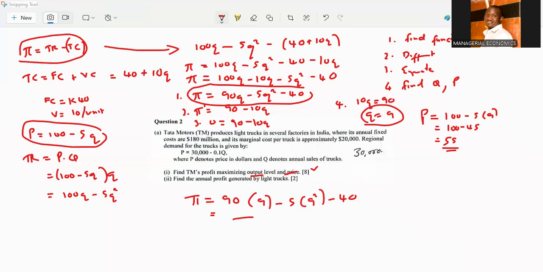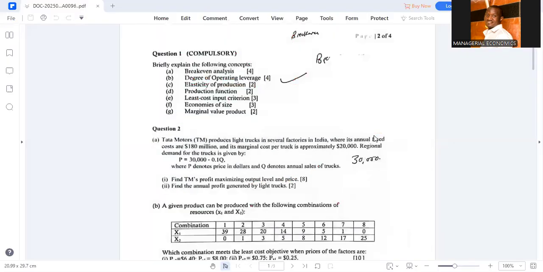All right? So now let's answer this question in its context. We're being given a question to say, suppose that the total fixed cost is 180 and the marginal cost per truck is approximately 20,000, for a demand given by 30,000 minus 0.1Q, where P is the price and Q is the annual sales. So find the level of price and output that will maximize profit and find the annual profit generated. So what are we given in this question? Given the price, the marginal cost, and the fixed costs. All right?